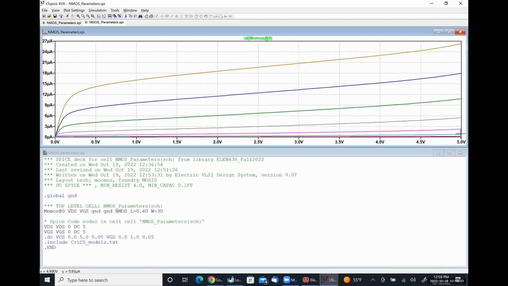All right, so if we want to figure out what the quantity mu n times Cox is, where again, we don't actually need to know what they are individually, we just need to know what that thing is as a whole, how do you think we might figure that out?